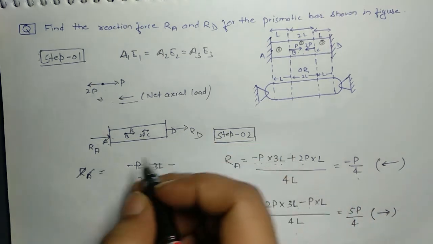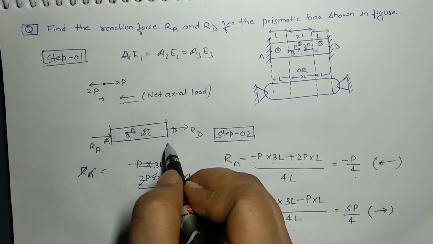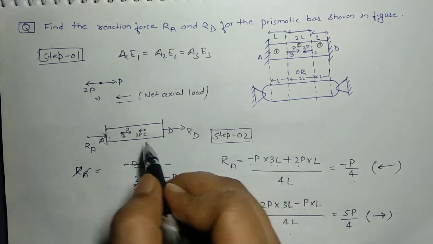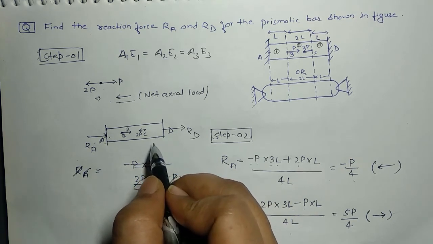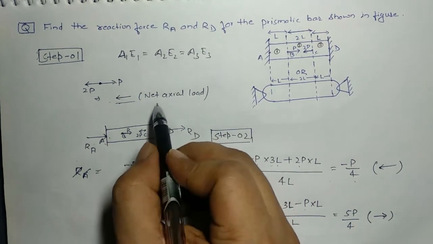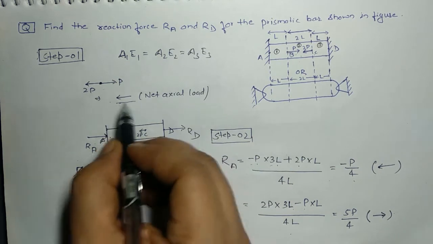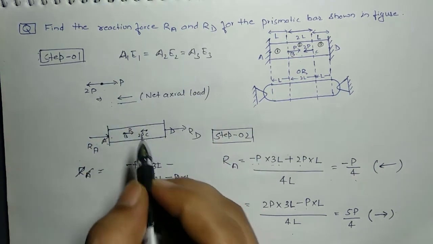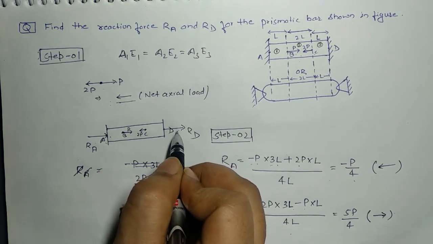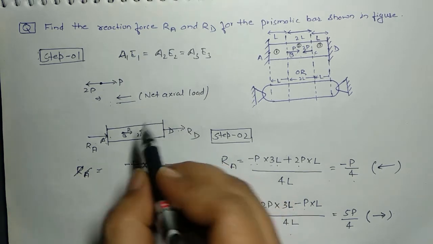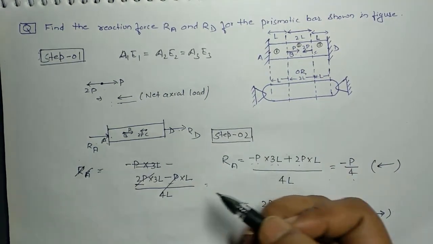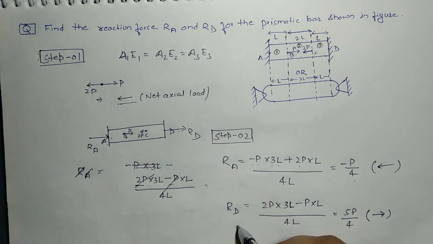Here, in step 1, we are going to introduce two reaction forces RA and RD opposite to the direction of net axial load. This is very important to keep in mind. We have to introduce RA and RD opposite to the direction of net axial load. So here the net axial load is leftward, so we apply two reaction forces RA and RD in rightward direction, which is opposite to the direction of net axial load, and at B and C loads are applied as given in the question.